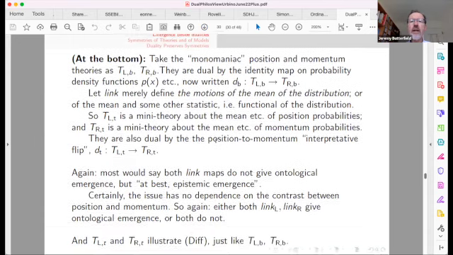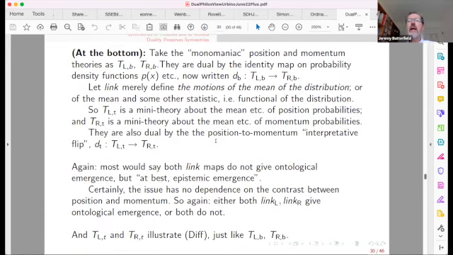And on the other hand, final slide, one can put the monomaniac position and momentum theories with which we began at the bottom, and one can define a link which is really a matter of coarse graining, like let us only consider the motions of the mean of the distribution or the motion of the mean and some other statistic. And then one will have what I was calling mini theories at the top about such a small set of variables such as the mean. And there will be the mean of position on the left and the mean of momentum on the right. They will be dual by the usual position to momentum map. Most would say that this is simply epistemic emergence. But in any case, we have a case of diff. There is no contradiction.